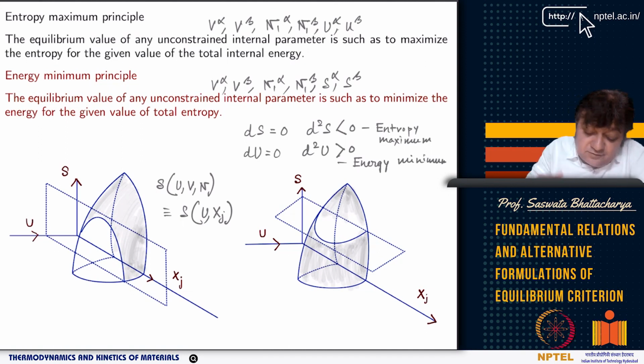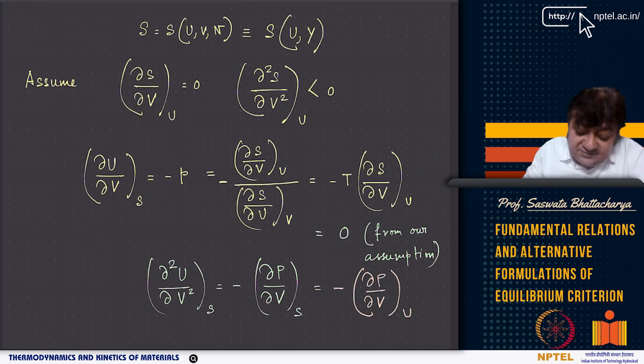How do you prove this? You want to say, for example, how do I prove one from the other? If I assume that the entropy maximum principle is indeed true, then I should see that from the entropy maximum principle, we can get the energy minimum principle, or vice versa. Now that is what we are going to do.